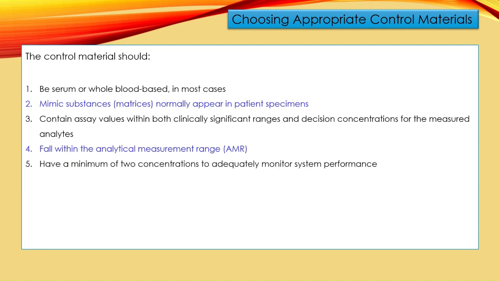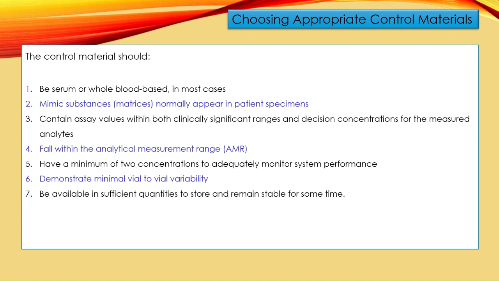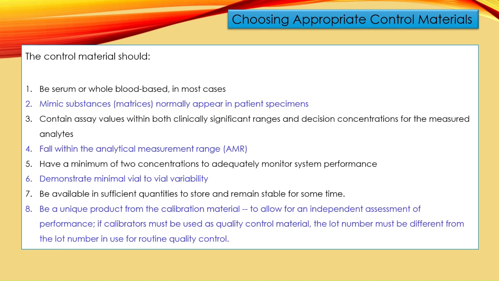5. Have a minimum of 2 concentrations to adequately monitor system performance. 6. Demonstrate minimal vial-to-vial variability. 7. Be available in sufficient quantities to store and remain stable for some time, preferably a year, if they are serum-based controls. Blood-based controls are limited in longevity. 8. Be a unique product from the calibration material to allow for an independent assessment of performance. If calibrators must be used as quality control material, the lot number must be different from the lot number in use for routine quality control.